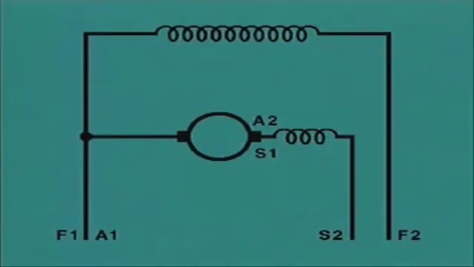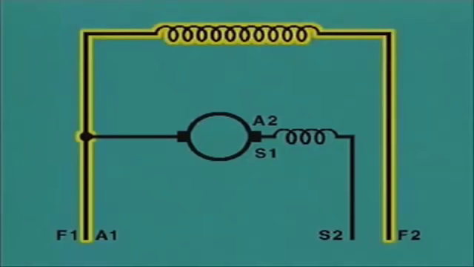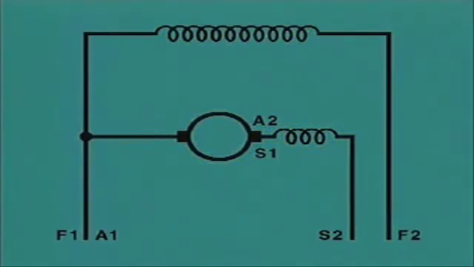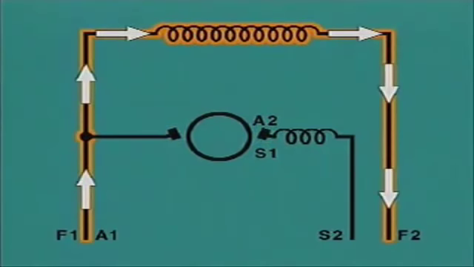For example, this compound motor diagram shows two paths for current flow: a shunt field circuit and a series field circuit. To separate these two circuits and the armature circuit, the motor's brushes are lifted off of the commutator. We'll test the shunt field circuit first.